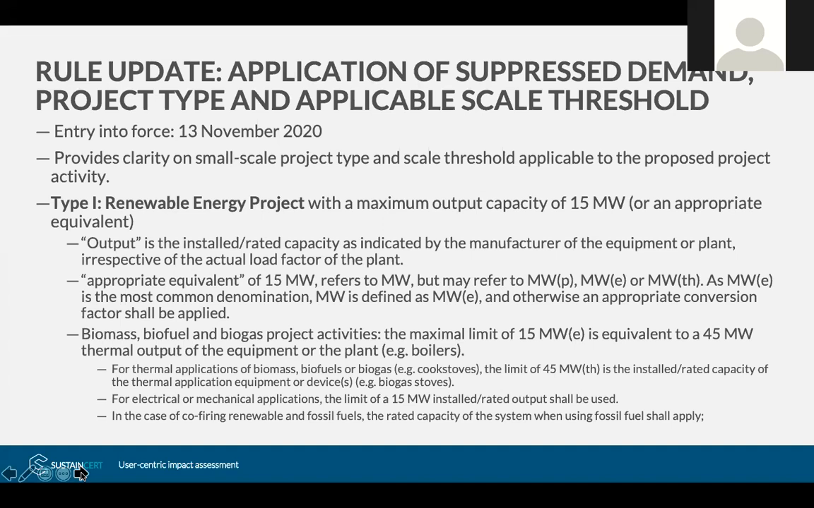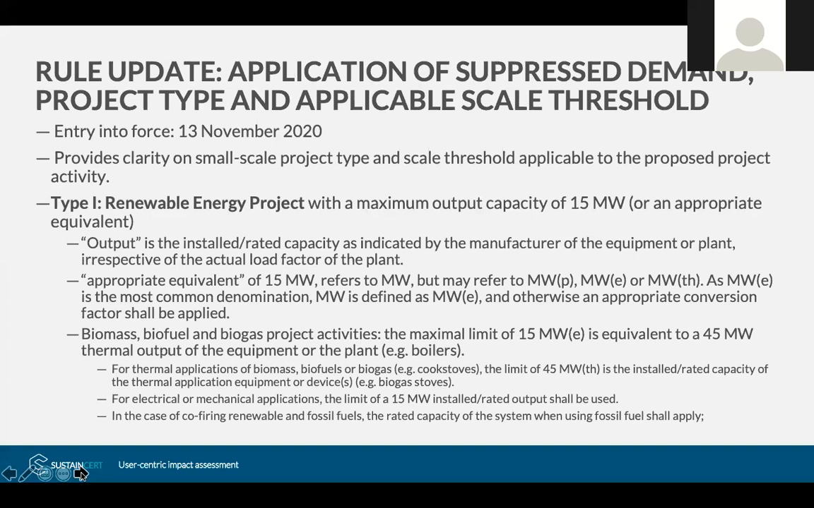And as I said earlier, it provides clarity on the small scale project type and scale threshold. So let's take a look at what the three different types of project activities are, based on the scales. Type 1 is the renewable energy project with a maximum output capacity of 15 megawatts. So 15 megawatt is sort of the limit here for type 1 projects.